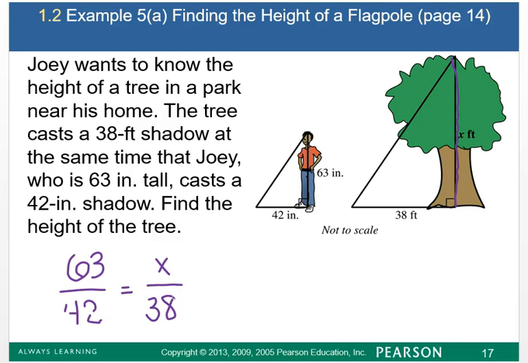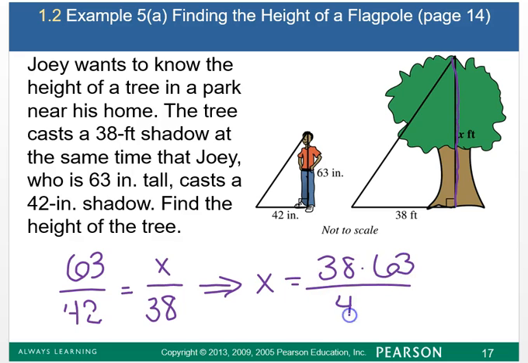Solve that equation right there. When we do, we get that x is equal to 38 times 63 over 42, which is equal to 57 feet. And we are done. Actually, we are done with the slide too, the whole lesson too. This is the last thing we're going to be looking at, similar triangles.